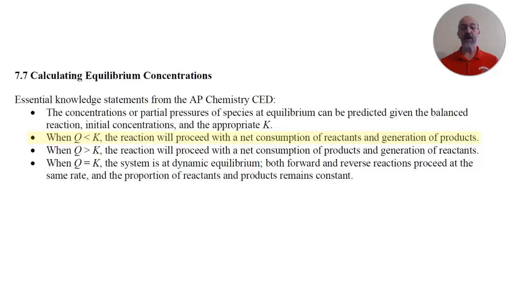On the other hand, when the numerical value of the reaction quotient Q is greater than the equilibrium constant K, the reaction will proceed with a net consumption of products and a generation of reactants. In other words, a net conversion from right to left. And if the reaction quotient Q is equal to the equilibrium constant K, then the system is at dynamic equilibrium. Both the forward and reverse reactions proceed at the same rate, and the proportion of reactants and products remains constant.